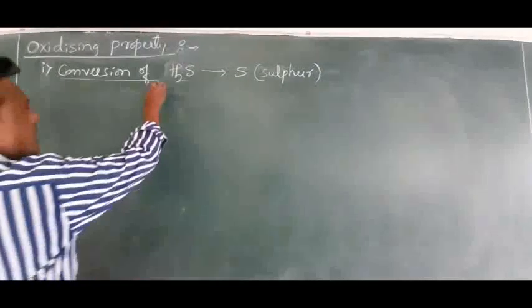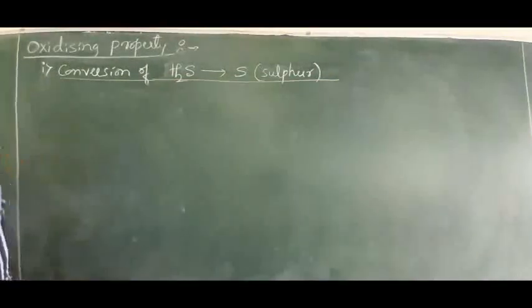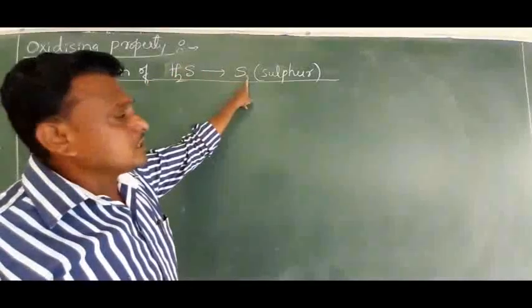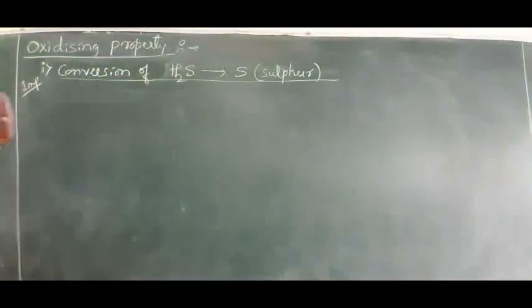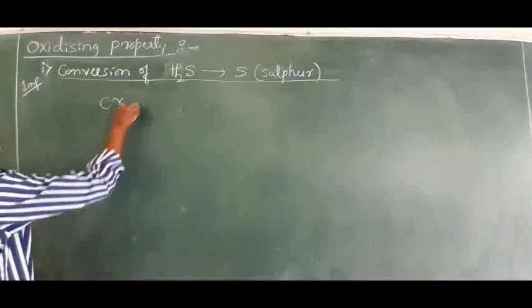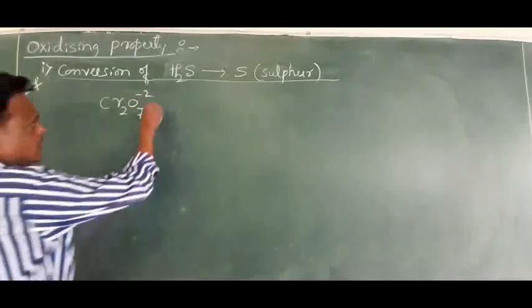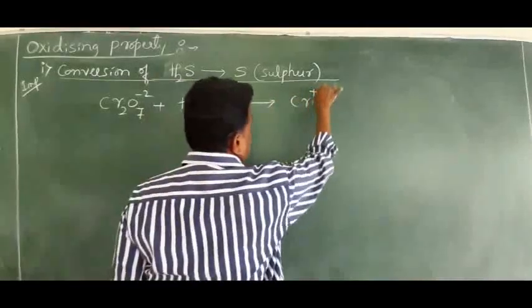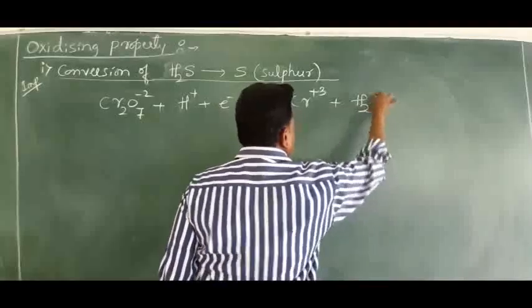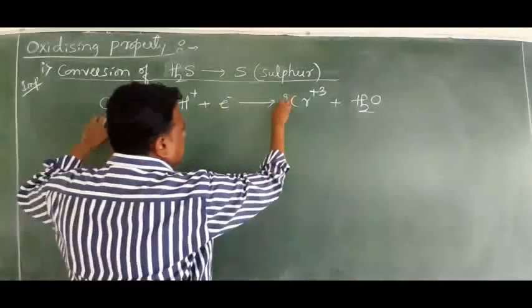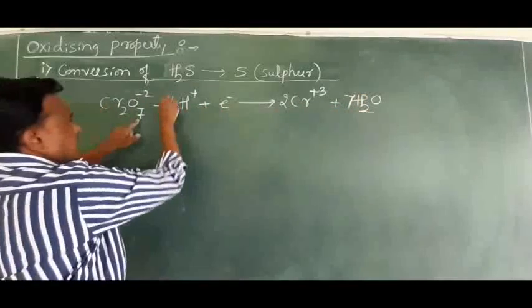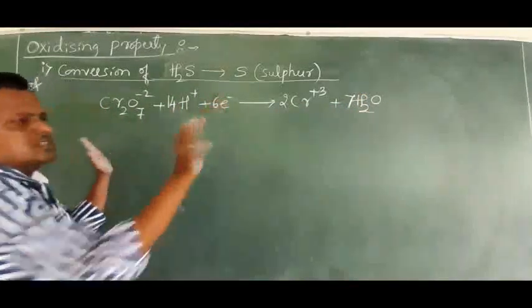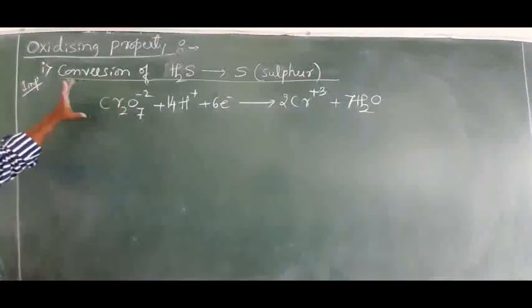Okay, friends, after the conversion of iodide to iodine and ferrous to ferric, one more very important reaction is hydrogen sulfide gas being converted into a yellow solid of sulfur. It is also oxidation with the same dichromate. This is the dichromate ion in the presence of acidic medium, forming Cr plus 3 and releasing water. This is 2Cr, 7 oxygens, 14 hydrogens with 6 electrons.